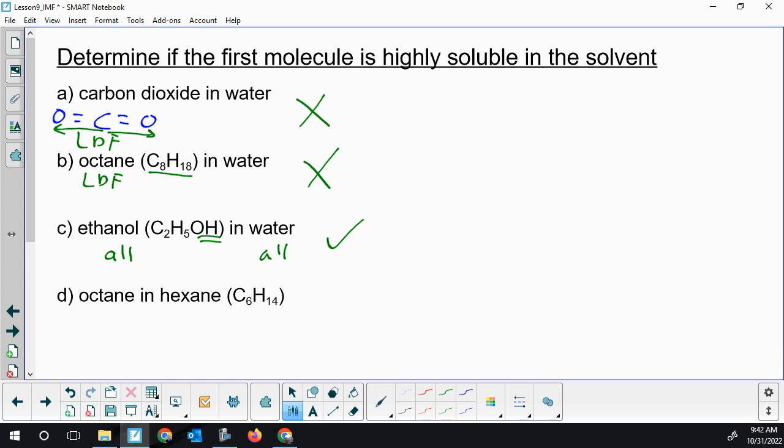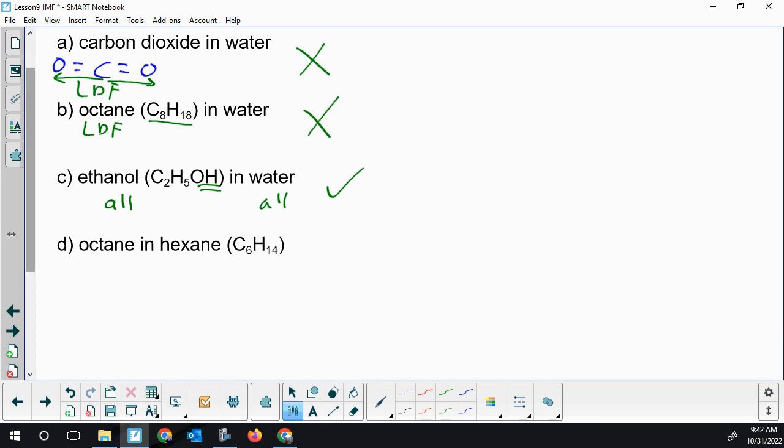Last, we have octane, which I already put above as C8H18, in hexane, and octane is C's and H's only, so that's LDF. Hexane is LDF, so that would be highly soluble in each other. You can mix them in any ratio, 70, 30, 80, 20, 90, 10, very soluble. Okay. So that's our solubility.